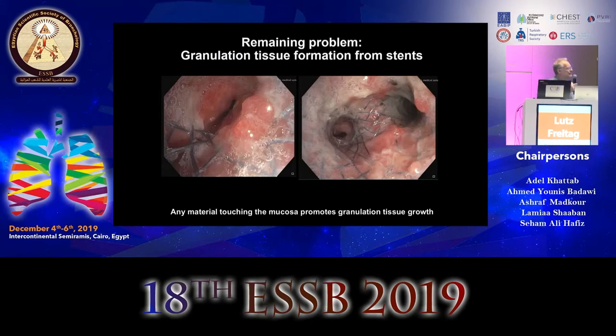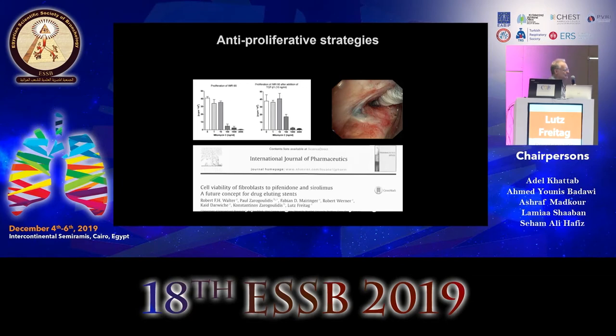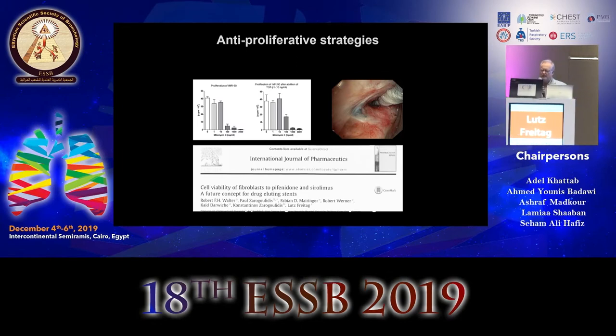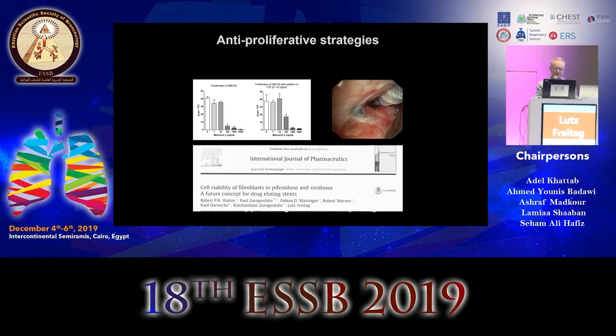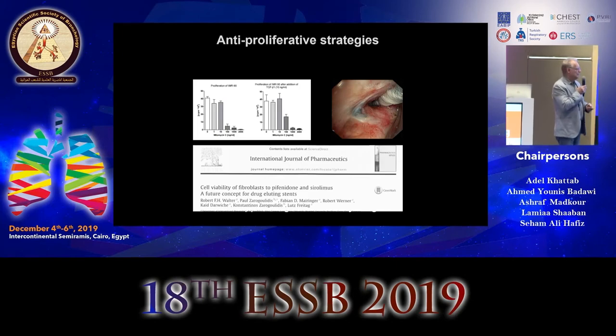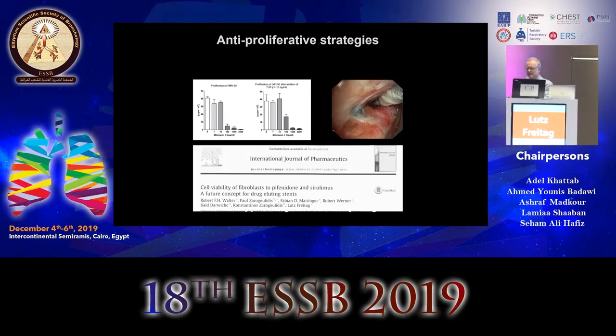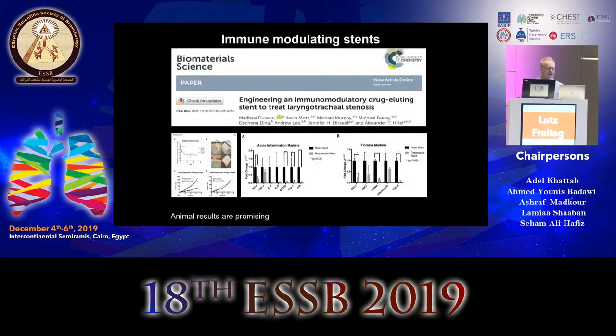The third problem is formation of granulation tissue. I have shown these images before when it came to local perfusion pressure. One way to overcome this would be to give cytotoxic drugs. This is an old paper of ours where we tested how we can suppress the growth of fibroblasts and deposition of collagen with the materials that had been mentioned before by Bertram this morning, which is sirolimus and pirfenidone and so forth. So the same stuff that is used to deal with interstitial lung diseases can be used locally to suppress granulation tissue formation. Also immune modulating agents.